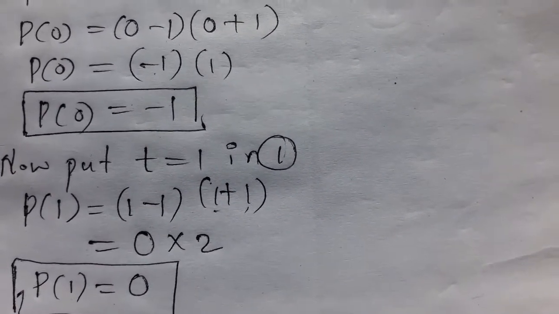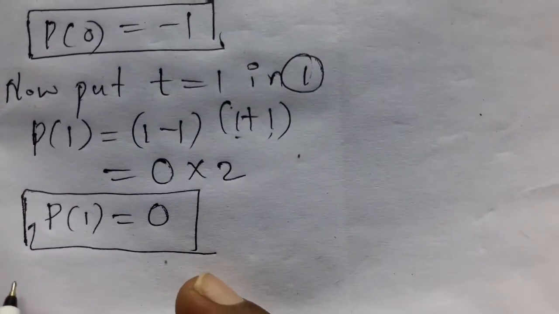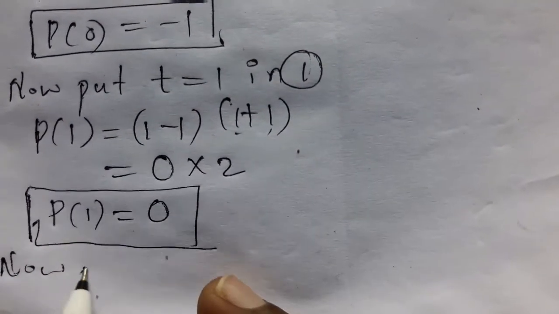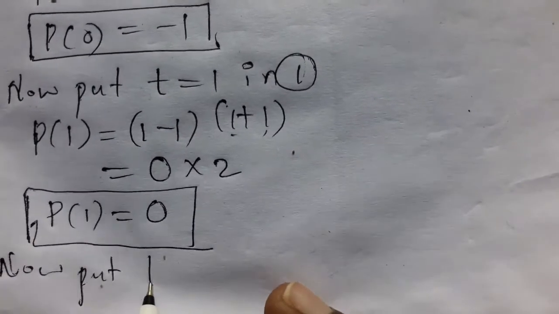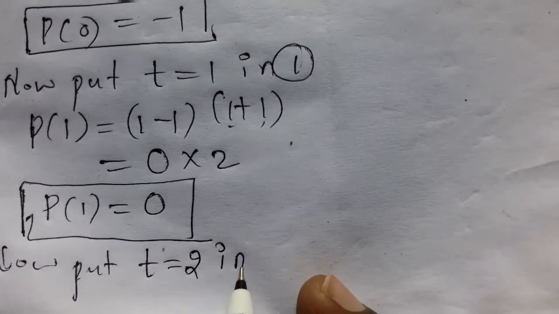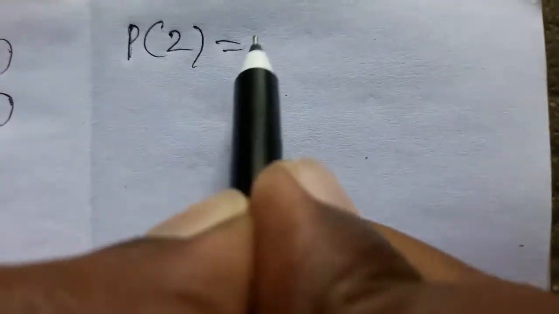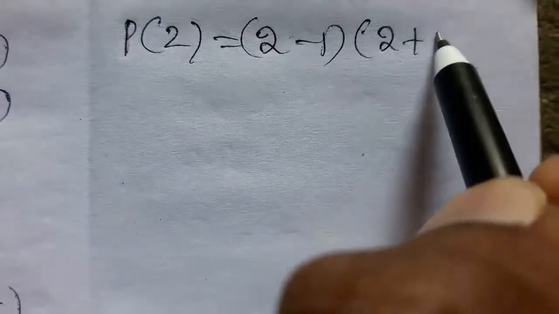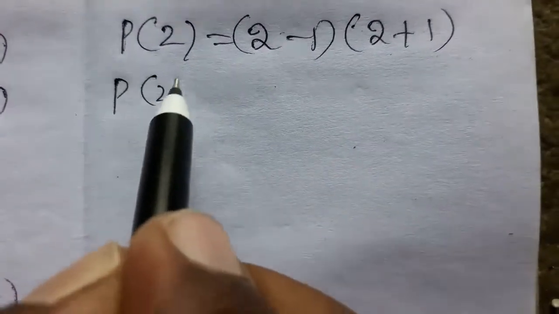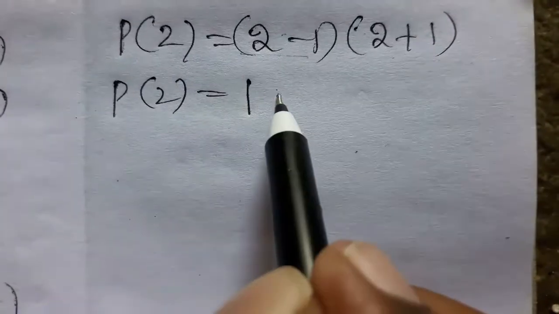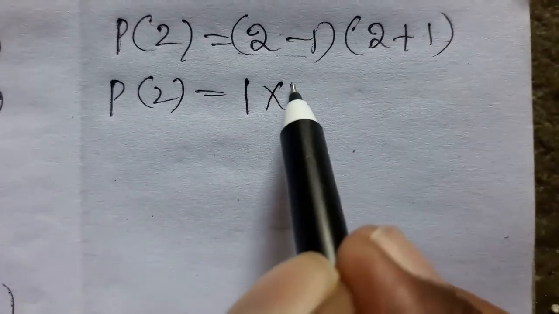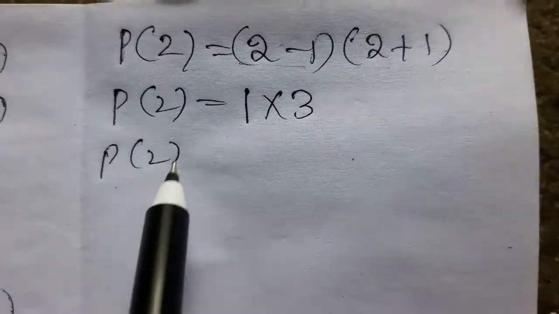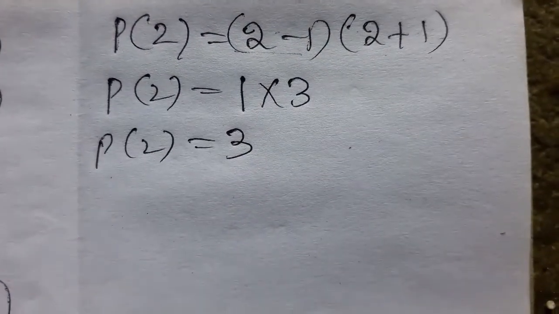Now next term. Now put t equals 2 in equation 1. That means P of 2 equals (2 minus 1)(2 plus 1). Now P of 2 equals 2 minus 1 becomes 1, into 2 plus 1 means 3. Now P of 2 value is 3.